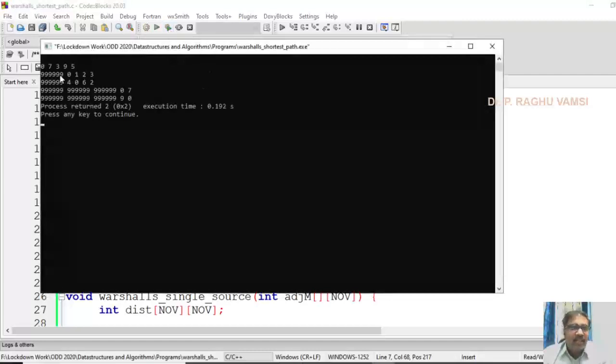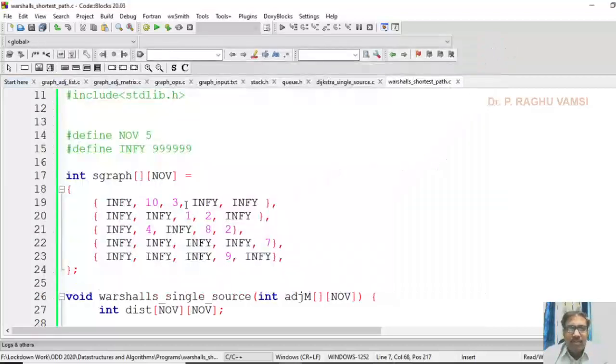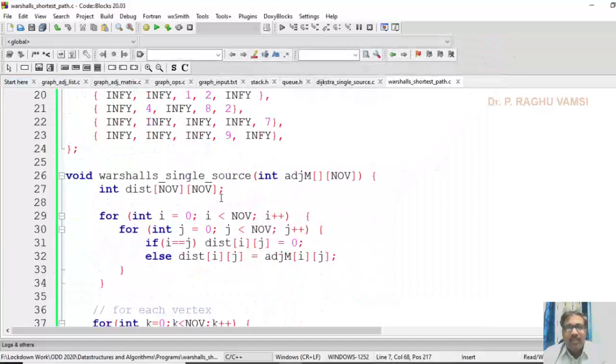Here 9999 is the infinity. So 0 7 3 9 5, that means from 0 to 1 the shortest path cost is 7, and from 0 to 2 the cost is 3. Like that, we got the matrix. After observing this matrix, we can easily identify the minimum cost distance from one place to another. Here we are not recording the path, but we are recording the cost.